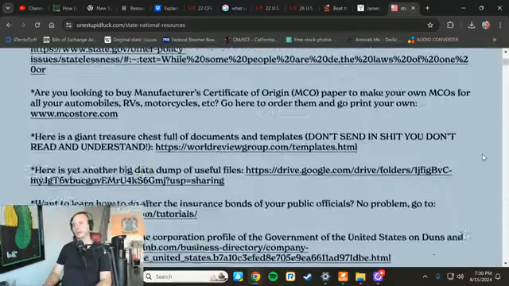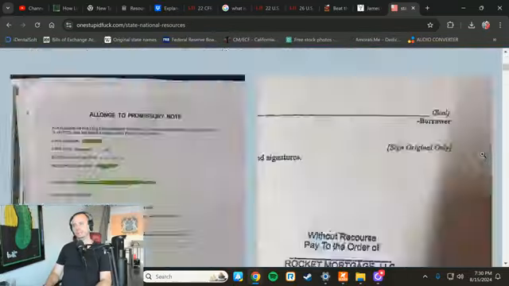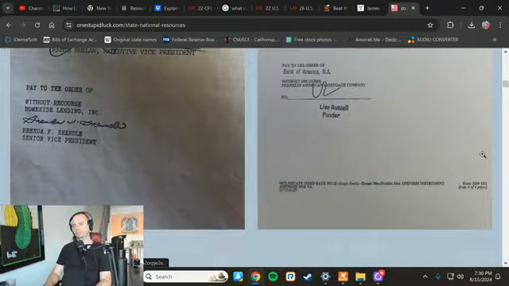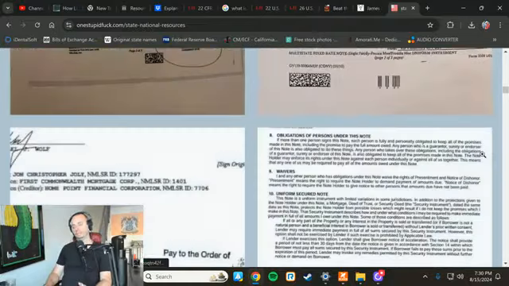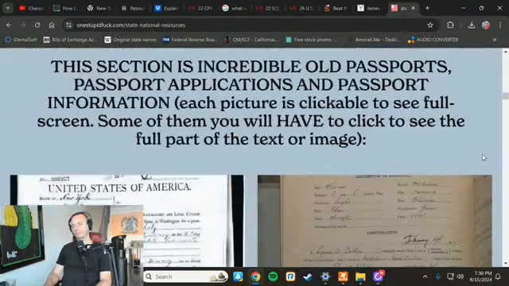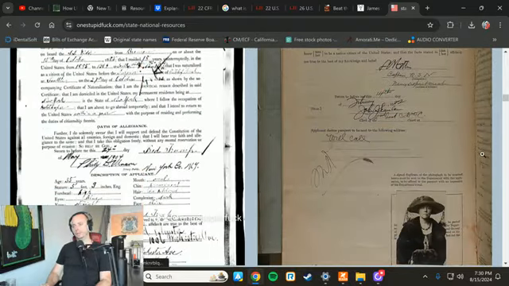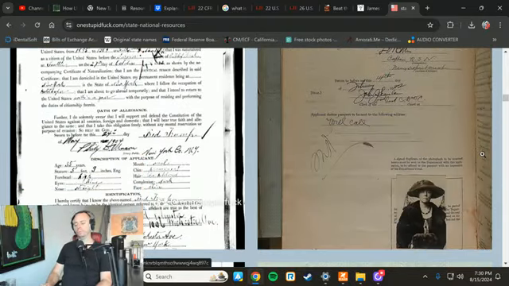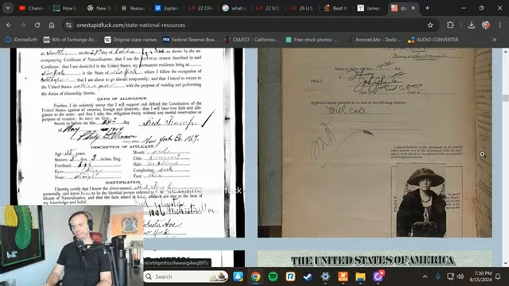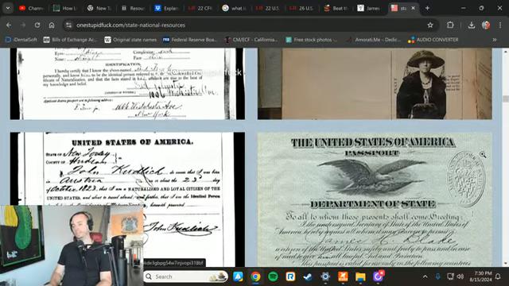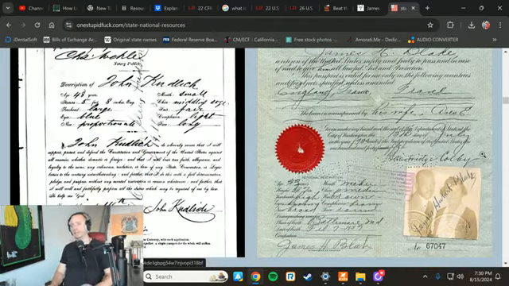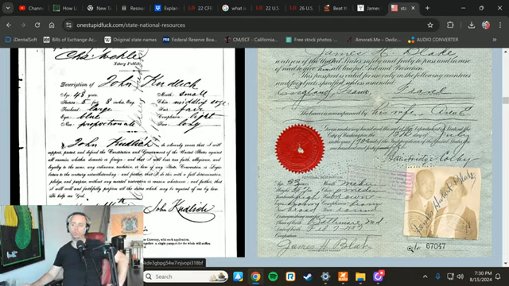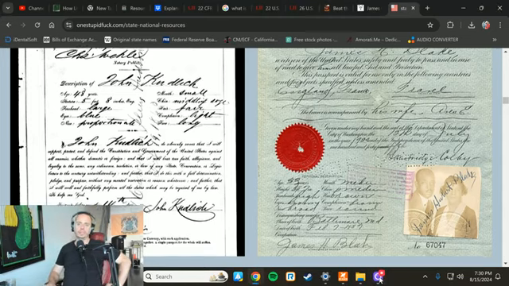If you go on my State National Resources page and scroll down, there's going to be a section here, which I'm going to try to keep up as long as I can. This section is incredible: old passports, passport applications, and passport information. This is a whole bunch of crazy stuff that I found on Wikimedia Commons. No idea what that is. Someone sent it to me and I was like, holy shit. It's a bunch of old passports.